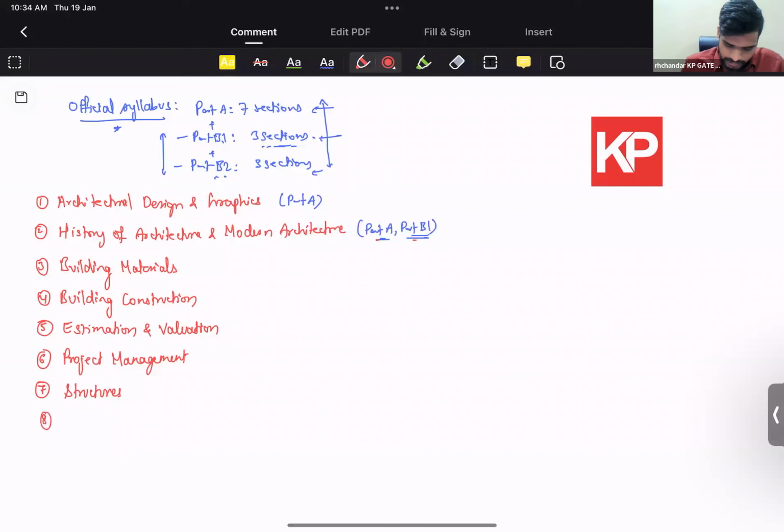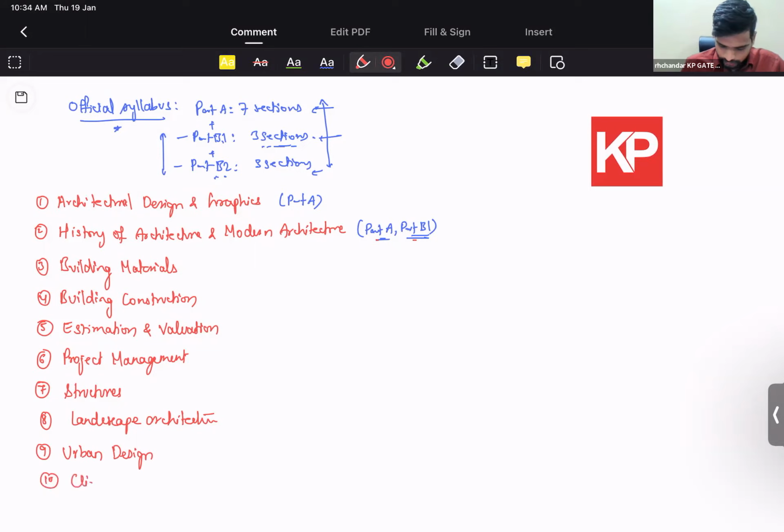Number 8 is landscape architecture. This falls under the common part, the landscape part. Then you have urban design. Number 10, climatology.